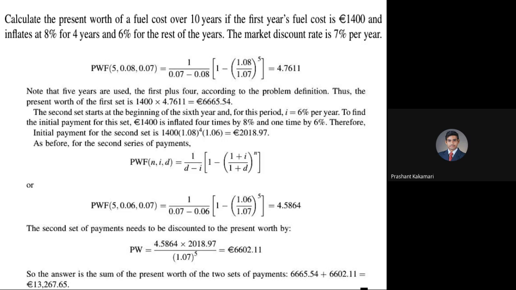6,665.54 for the first 5 years. The next 5 years present worth is 6,602.11. So totally we are getting 13,267.65.